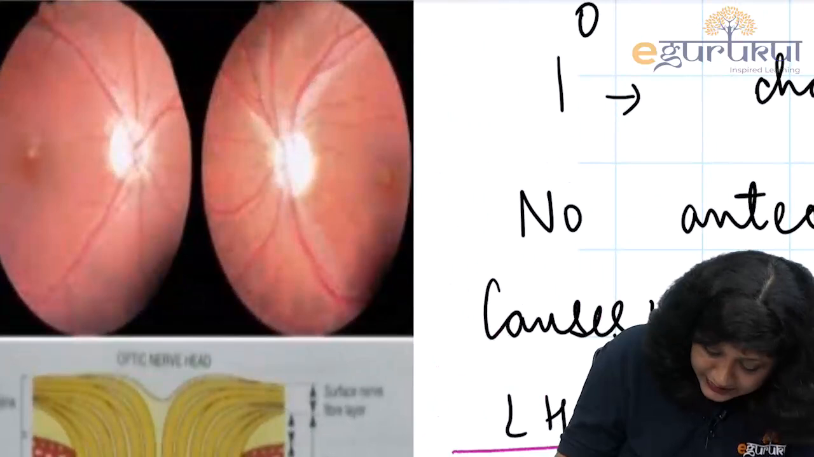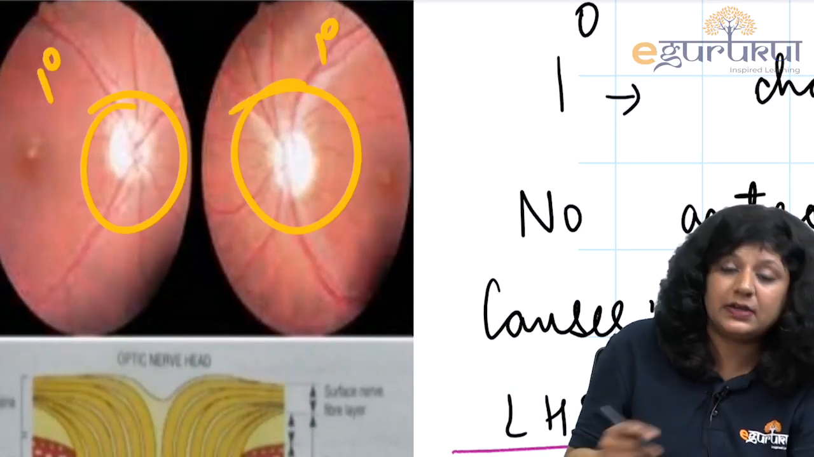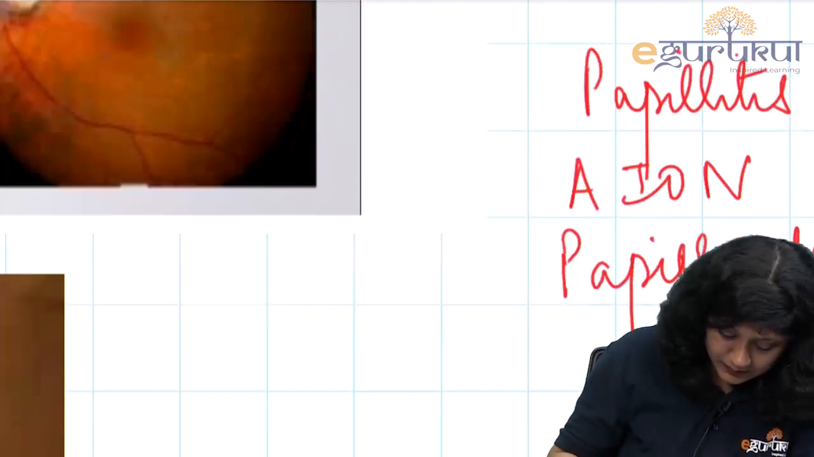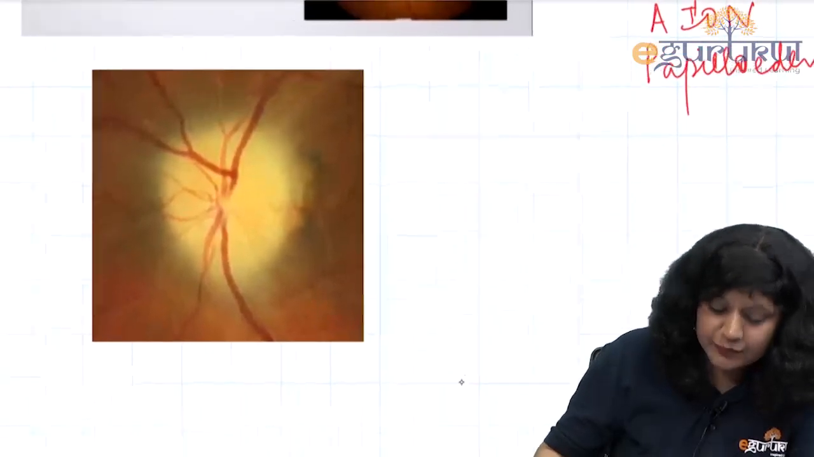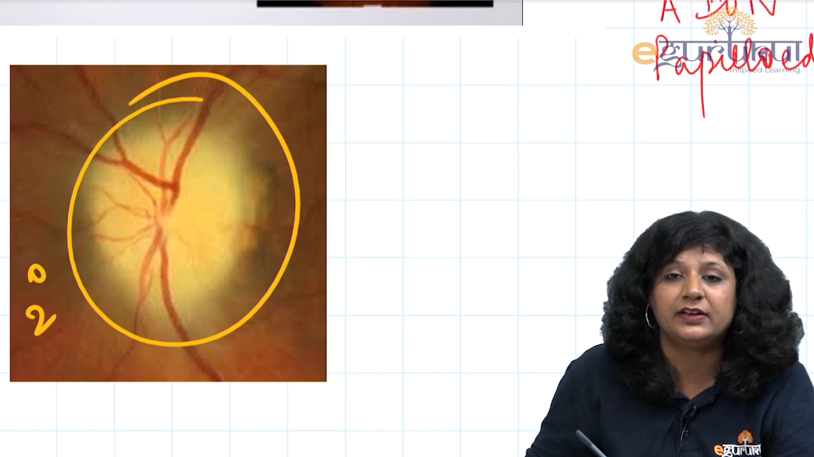Okay, so can you see here the color? Can you concentrate here? Just the chalky white in color. So I will say this is your primary optic atrophy. While if you see this one, this is your secondary optic atrophy, dirty white in color.